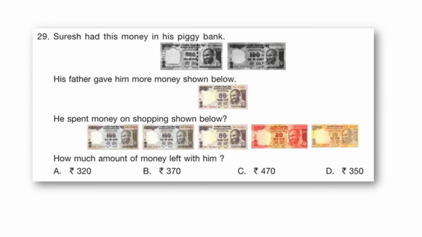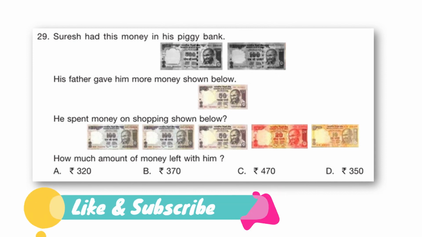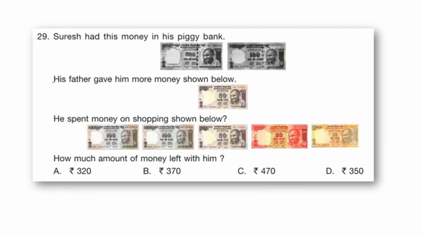Next question. Suresh had this money in his piggy bank, a 500 note and a 100 rupee note. His father gave him more money shown below, a 50 rupee note. He spent money on shopping below, 100, 100, 50, 20, 10. How much amount of money is left with him? Is it option A rupees 320, option B rupees 370, option C rupees 470 or option D rupees 350? Your time starts now.